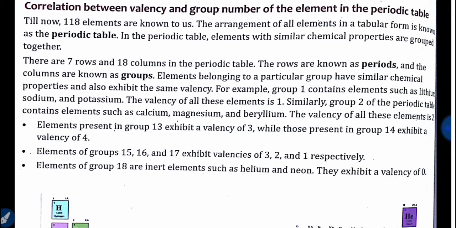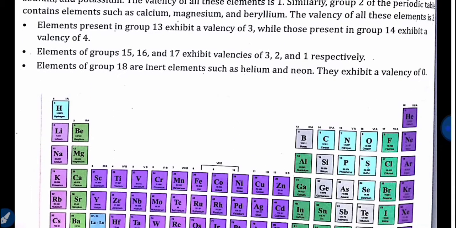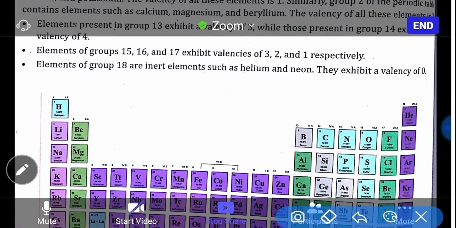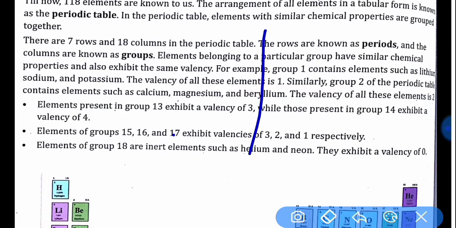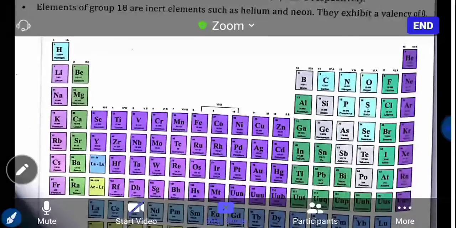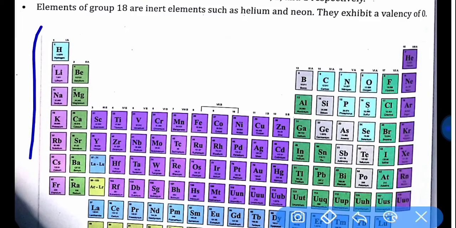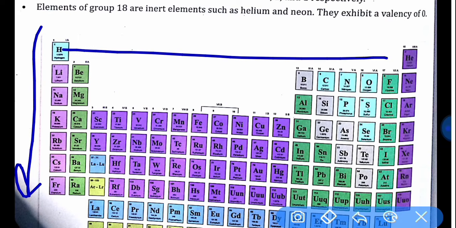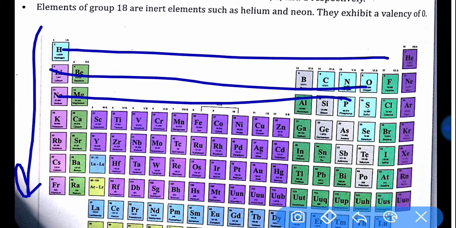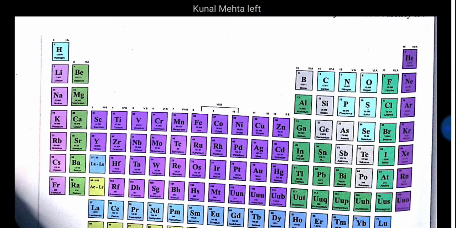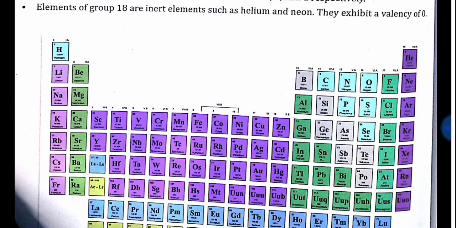So the rows are known as periods and the columns are known as groups. Do you understand that? These are the groups, and these are the periods.